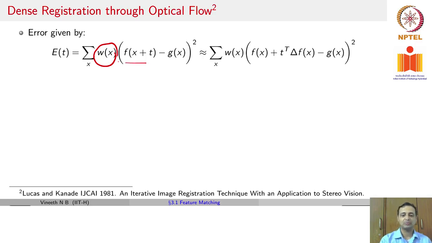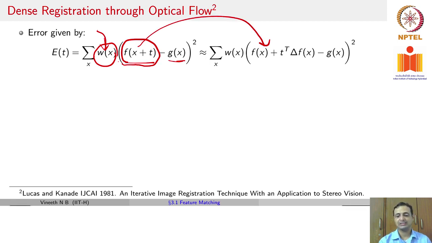So you have f of x plus t and g of x. That's going to be the difference. And you do a weighted combination of these two to be able to find the actual displacement. So you have w(x) into (f(x + t) minus g(x)) squared. Now this first term here, using a first order Taylor series expansion, can be written as f of x plus t transpose delta f of x.